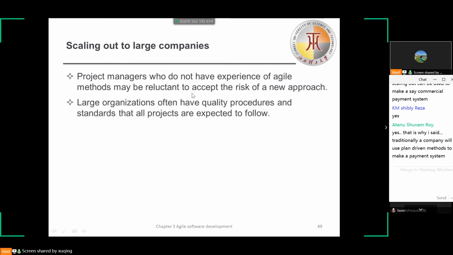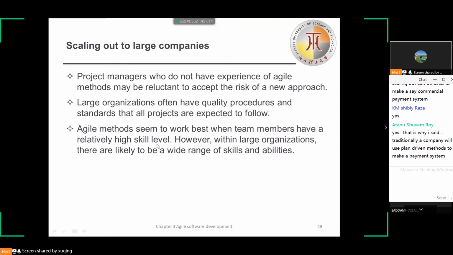Second reason is that large organizations often have quality procedures and standards that all projects are expected to follow. As we have said, in large organizations, maybe we can say they have a more bureaucratic nature, and these are likely to be incompatible with agile methods. As we know, for agile methods, we have less documentation. We concentrate more on the process of development.